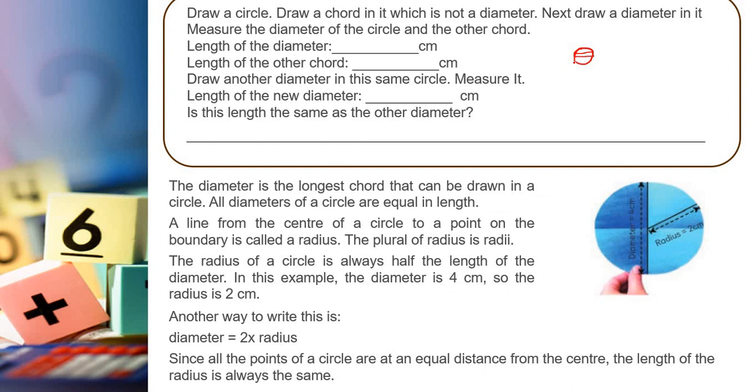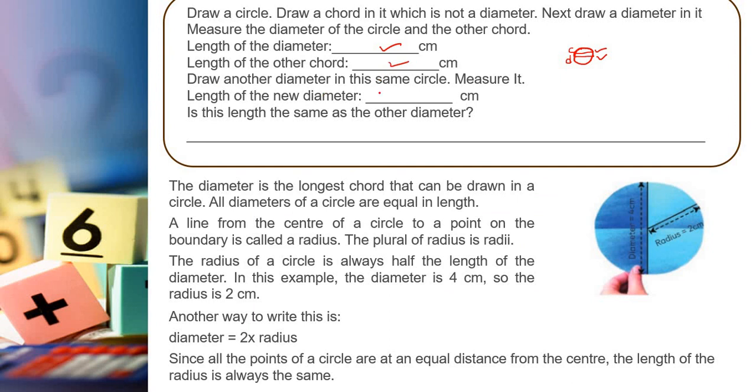Measure the diameter of the circle and the other chord. You have to measure these 2 chords. You have to write the length of the diameter. This is diameter and this is chord. So you have to write both measurements here.